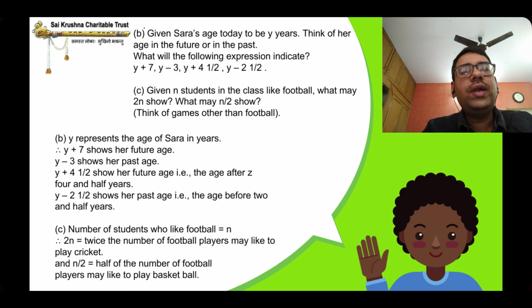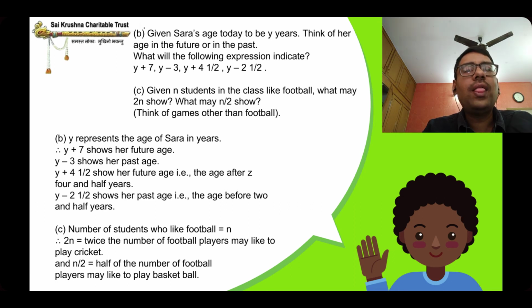Part b. Given Sarah's age today is y years. Sarah's age today is y years. Think of her age in the future or in the past. What will the expressions indicate? y plus 7, y minus 3, y plus 4 and a half, y minus 2 and a half. Okay, now what do you have to do? y represents the age of Sarah in years. Think of her age in the future or in the past. y plus 7: 7 years ahead of Sarah's age shows her future age. y plus 7 is 7 years after the present age of Sarah.